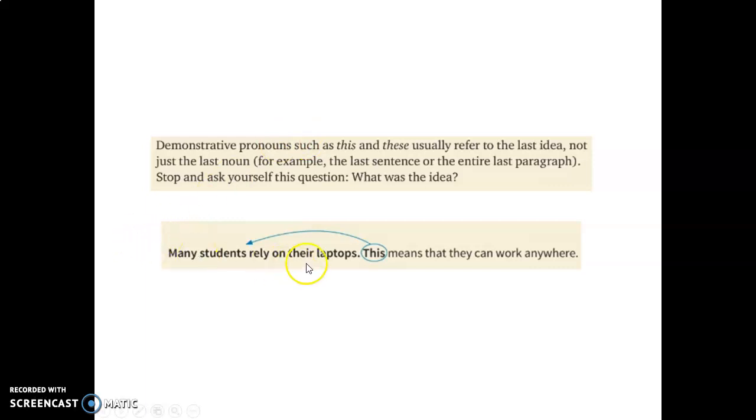Many students rely on their laptops. This means that they can work anywhere. Now, do you think this refers to laptop or laptops? No, it doesn't. It refers to the full idea. The fact that many students rely on their laptops, or relying on their laptops.